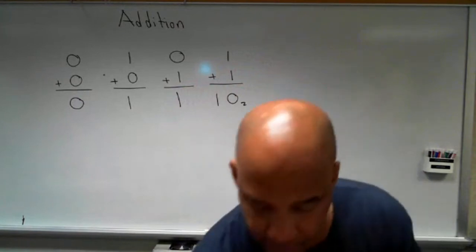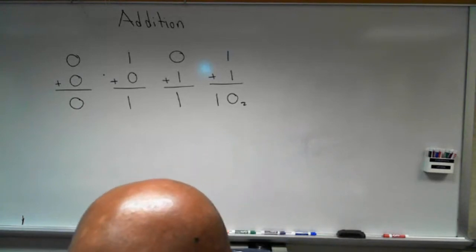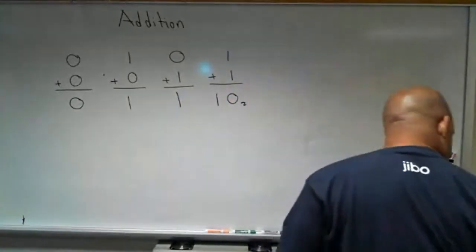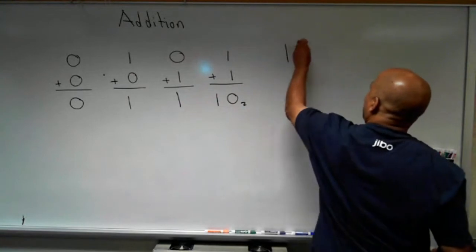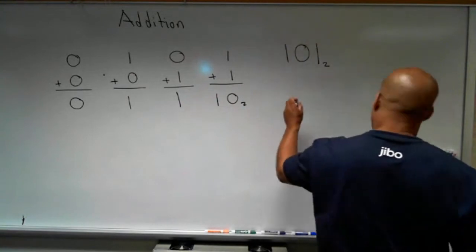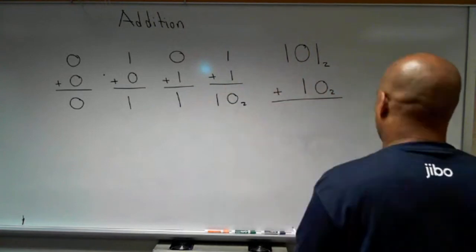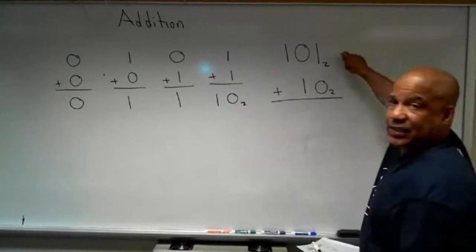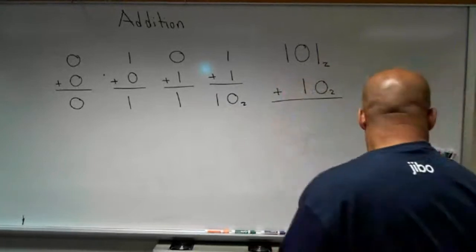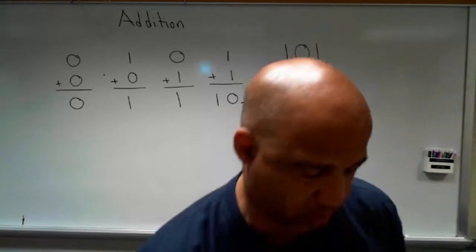So the first one I have in the PowerPoint, I just printed these pages out. Okay, so the first one I have is this. I got a 1, 0, 1 base 2, and I have a 1, 0 base 2. And I'm going to add these and apply those rules to it. So before you add it, though, what is this number? I think you guys can talk to me now. What is this number right here? What is that number in decimal?